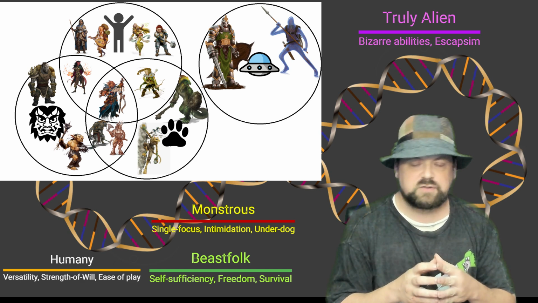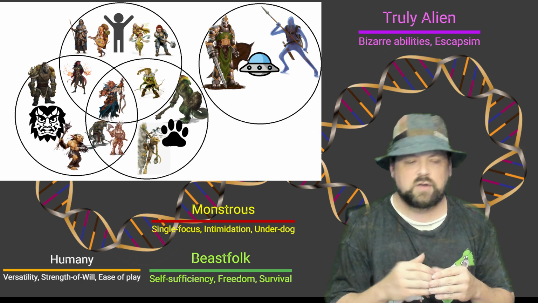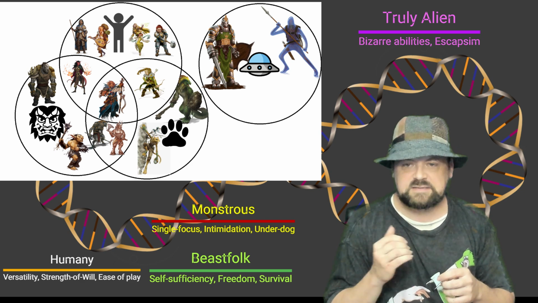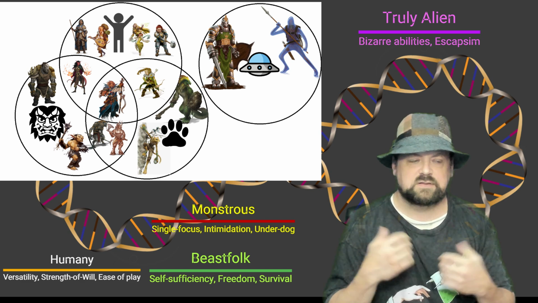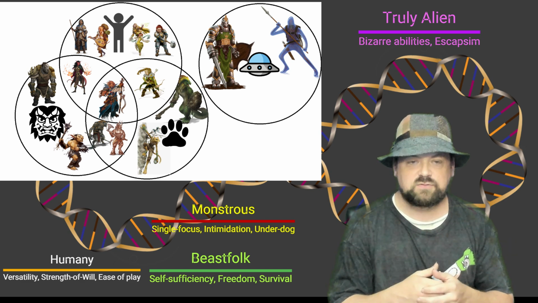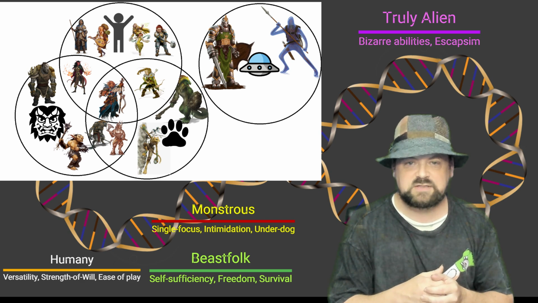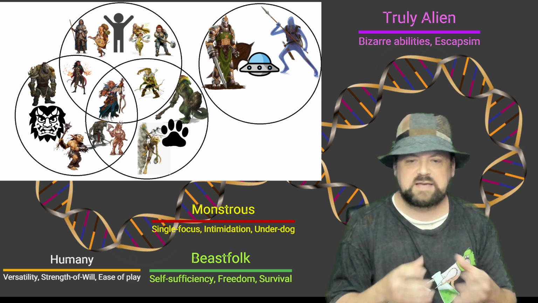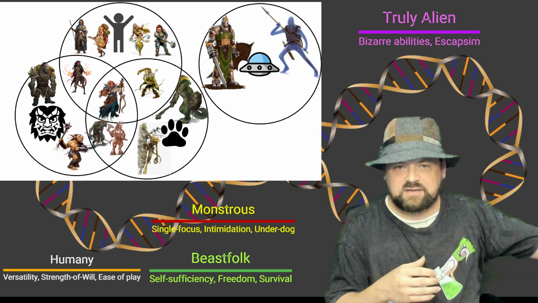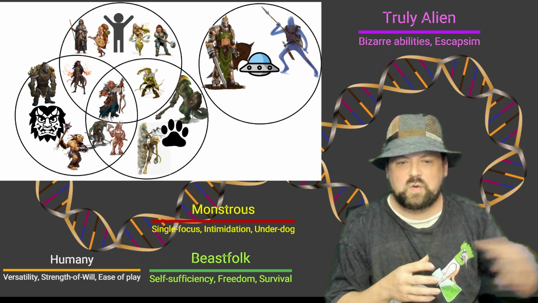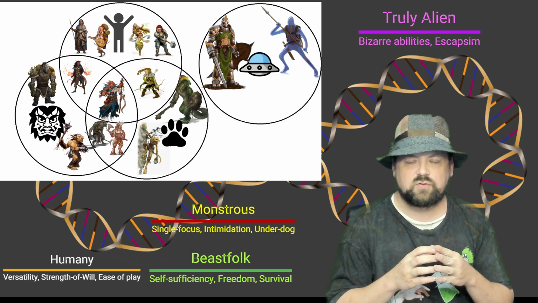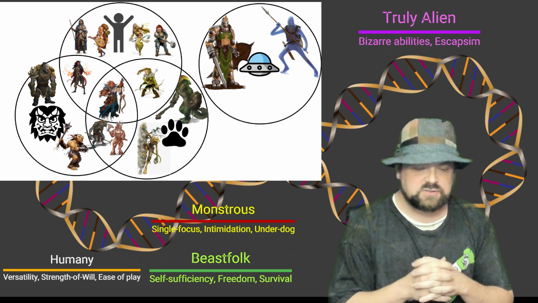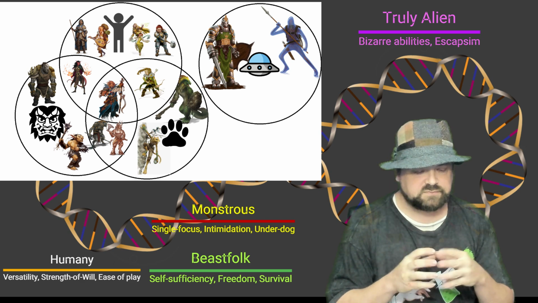Now, if we look at which ones are most and least popular of these four, we see that Truly Alien is the least popular. And I think this is why. It represents escapism, and so does the entire concept of TTRPGs. So if you can do escapism with any of the other three options, why would you need to have a corner just for that? So I think that's why they're the least popular.